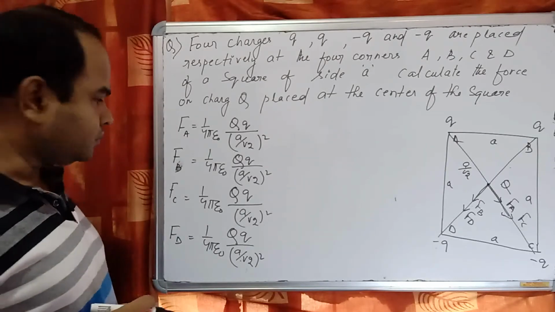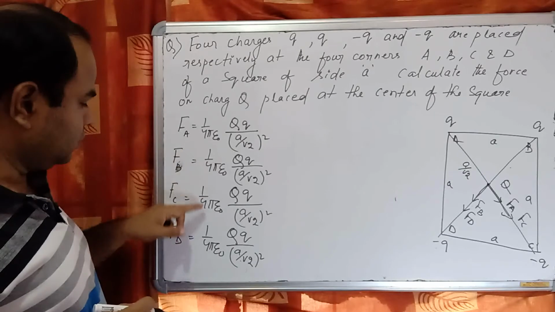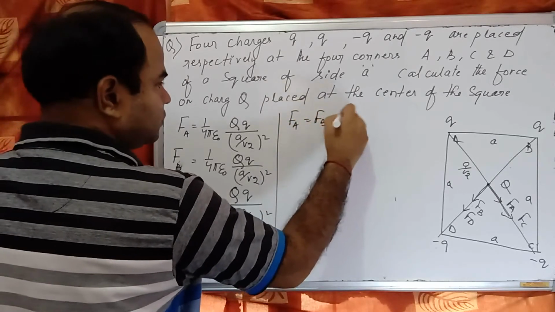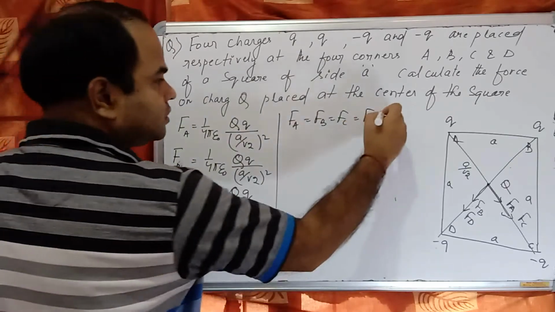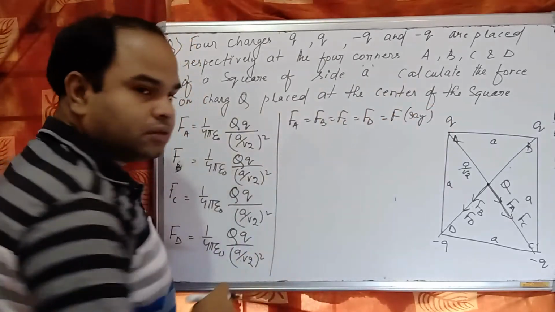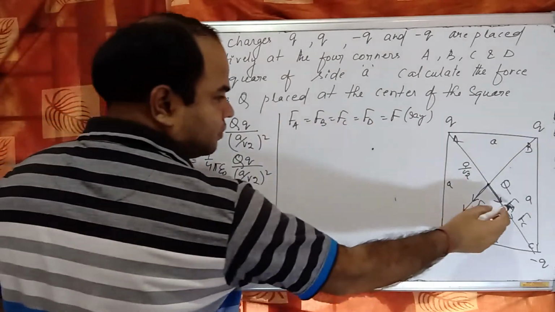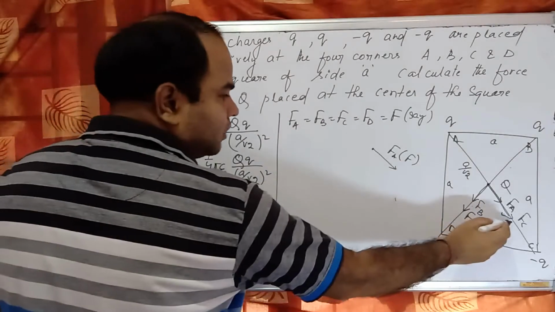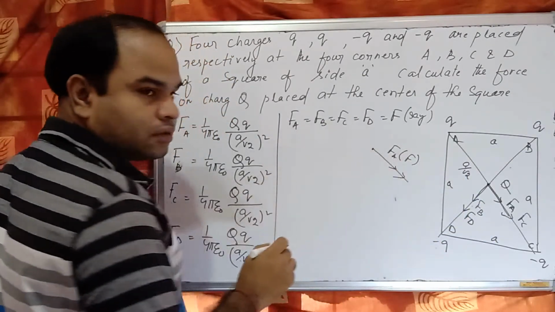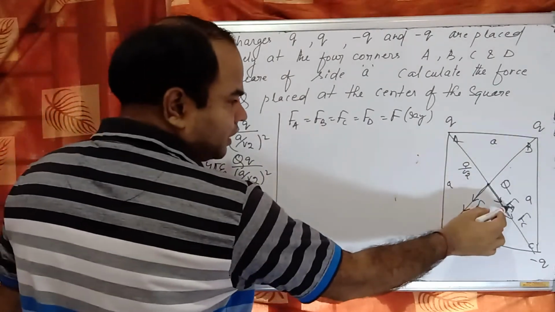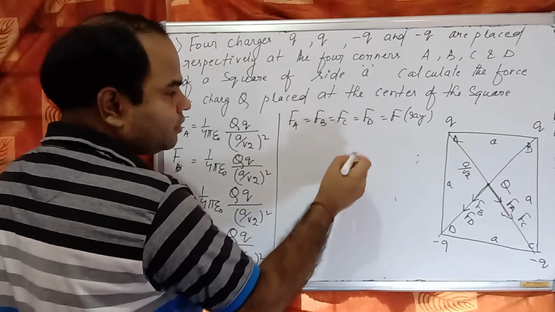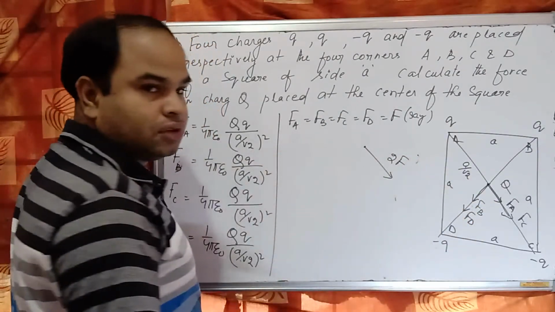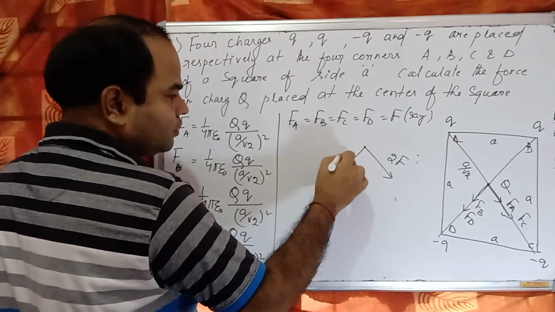If you see all four forces, they are equal in magnitude. So FA is equal to FB is equal to FC is equal to FD, and let us say this is equal to F. Now FA and FC are in the same direction, so FA plus FC is equal to 2F. Similarly FB and FD are both equal, so directly we write that as 2F.